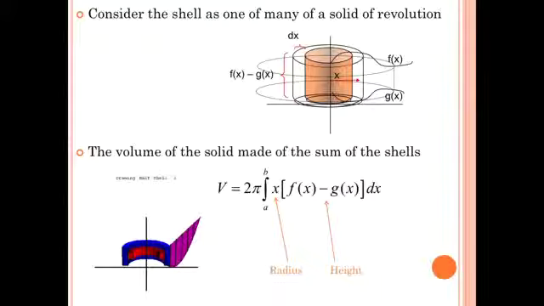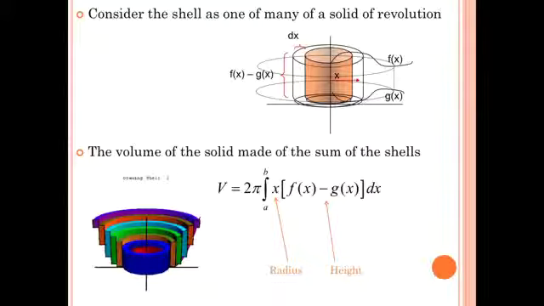So we have top minus bottom times our radius x, 2 pi, and then there's our width of each rectangle. So if you can remember 2 pi r h, you're good.